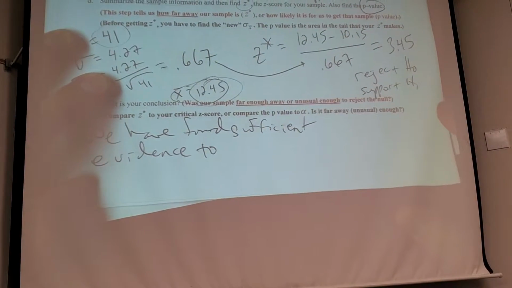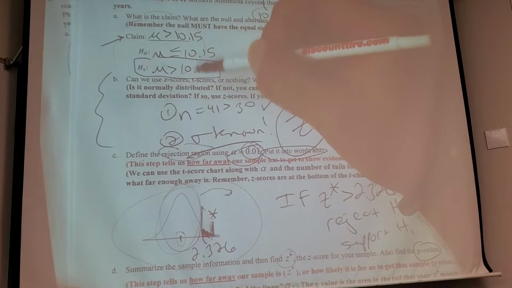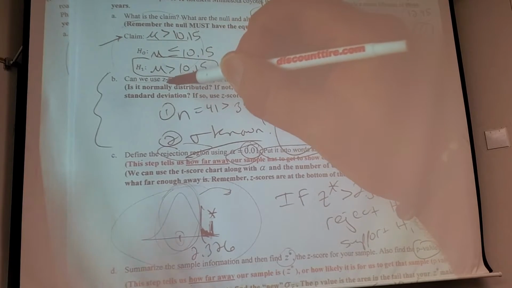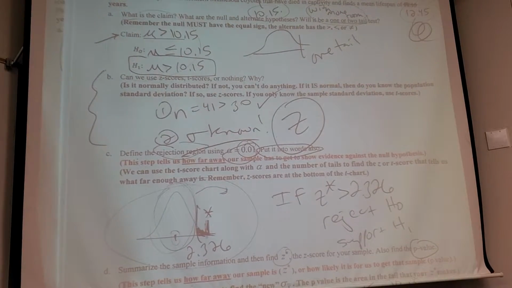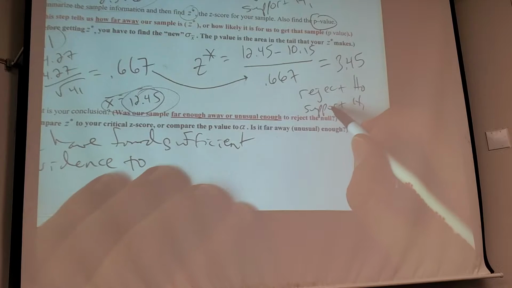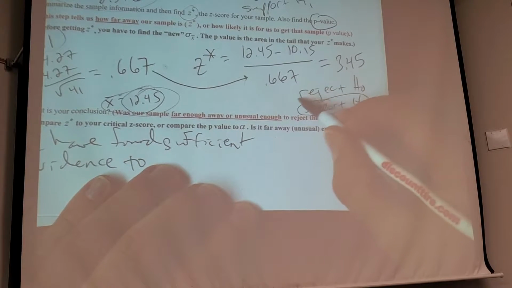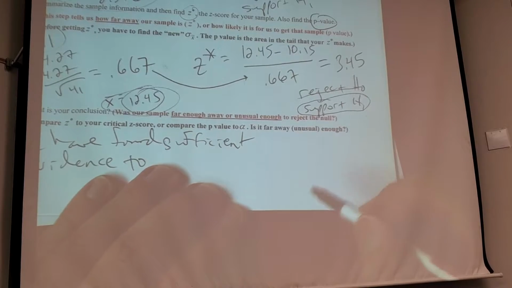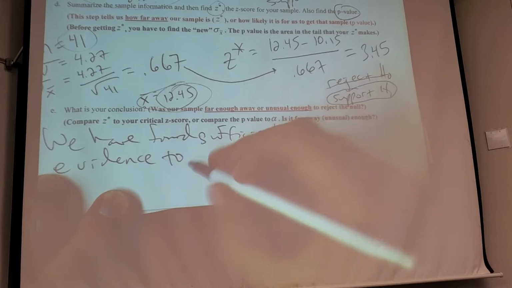Which one was my claim? Was my claim H0 or H1? My claim in this case was H1. I told you the claim matters at the very beginning, and it doesn't matter until the end. My claim was H1, so guess what language I'm going to use? That language. I'm not going to use the other language. So we have found sufficient evidence to support the claim.